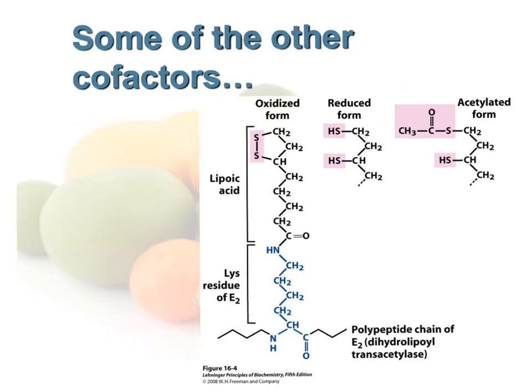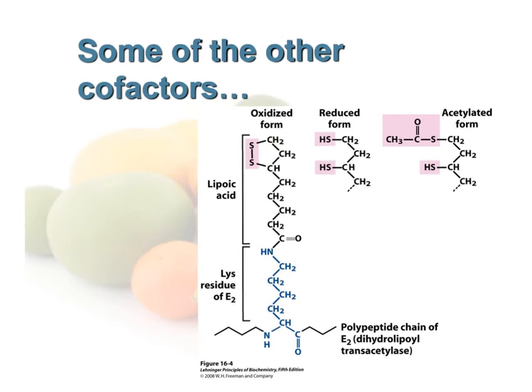Here is lipoic acid. Lipoic acid gets added covalently to lysines. The reason it's called lipoic acid is that when it's free, it would be a free carboxylate or carboxylic acid. But here it's got an amide connection to the lysine. This is where it's oxidized, and this is its reduced form. As its reduced form, you can actually use these thiols to add in acyl groups.